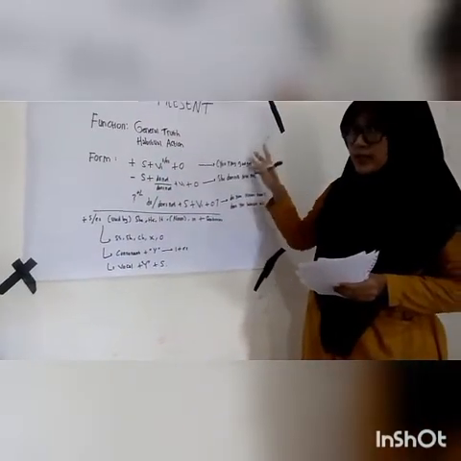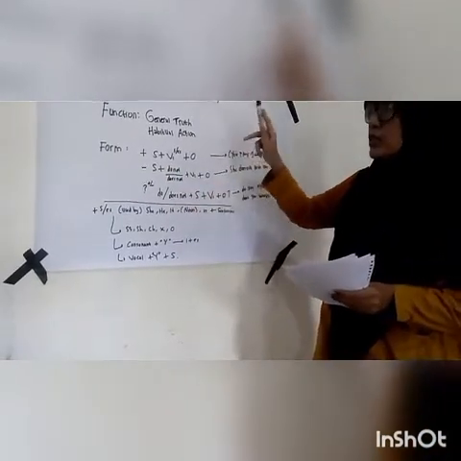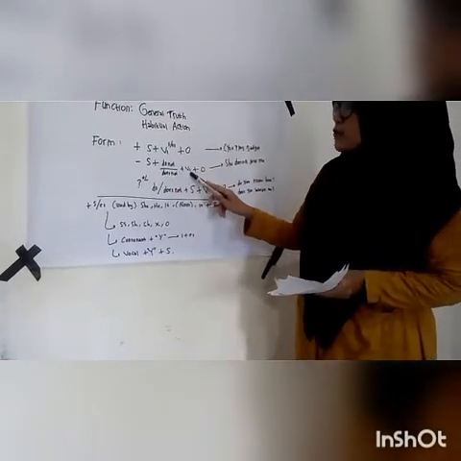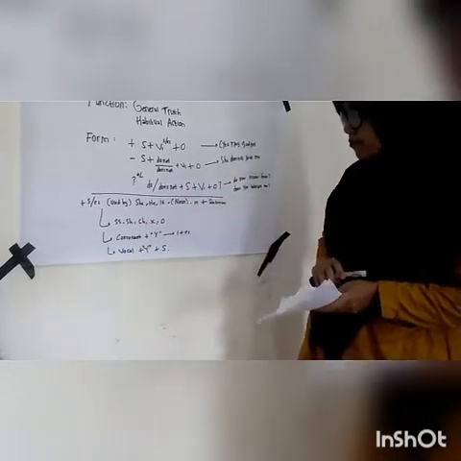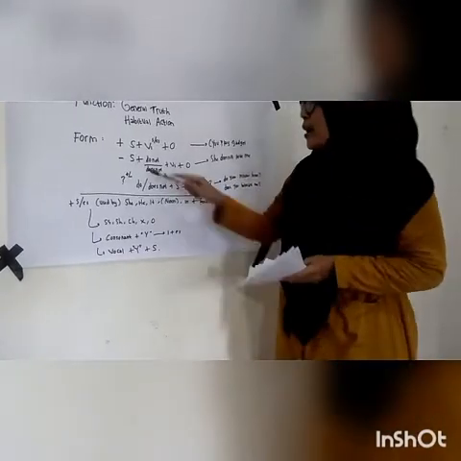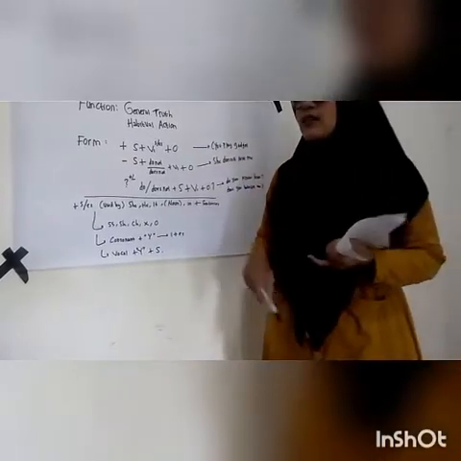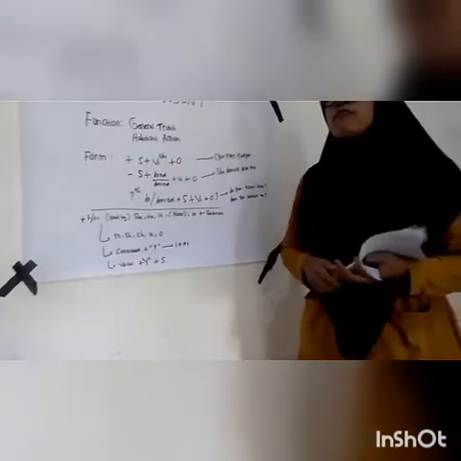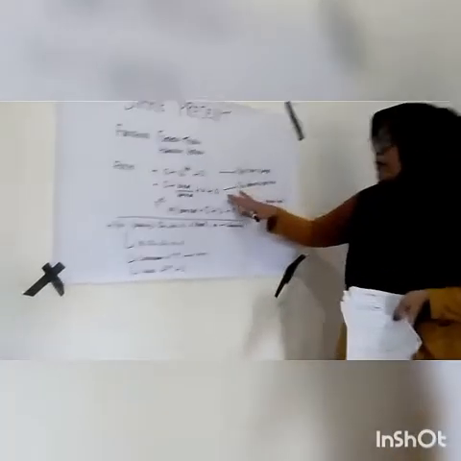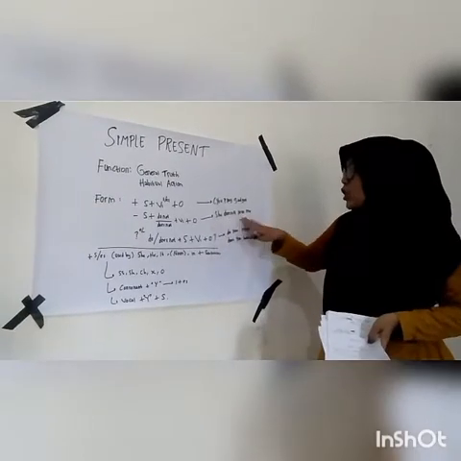Sentence in the simple present tense. Okay, next I want to explain to you about the negative sentence in simple present tense. The pattern is subject plus don't or doesn't plus verb 1 plus object. Subject is I, you, we, they, she, he, it. Verb 1 is eat, read, write, fly, drink, something like that, plus object. For example, a negative sentence in simple present tense is: she doesn't love me.